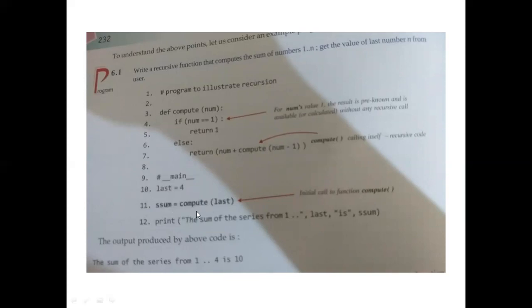So when this line executes, the control goes to this function. What value is received? The value of last is 4, received by the num parameter. So if num equal to 1, what is the value of num? 4. 4 equal to 1, false. So the else part will execute: return num plus compute num minus 1. What is the value of num? 4 plus compute 4 minus 1.